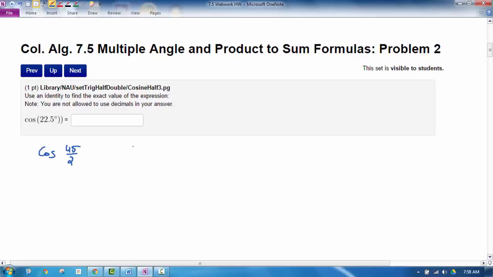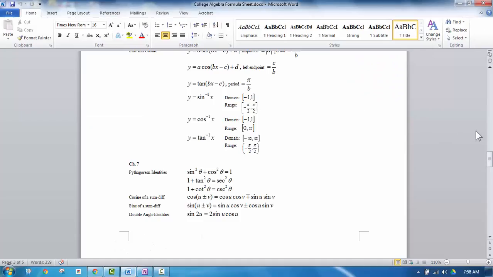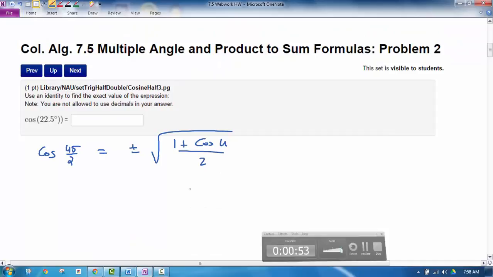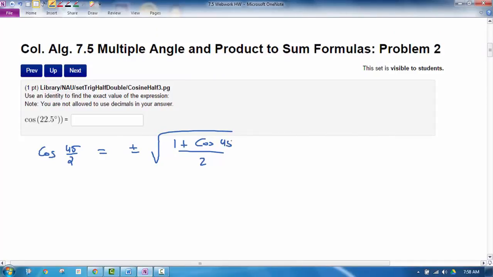Okay, the next problem, cosine of 22.5, that's half of 45, so I'm going to write that as 45 over 2. And then I'm going to use the half angle identities on the formula sheet. So if you scroll down to the cosine of an angle over 2, it's plus or minus this right here. So I'm going to write that down. Now u in this case is 45, so I can write 45 right here in the formula.